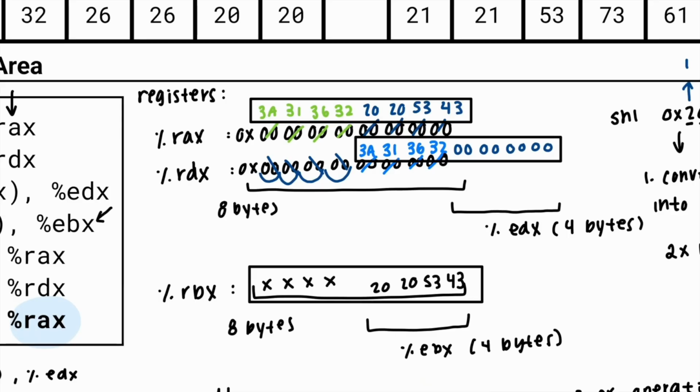So these will be the final values for each of our registers. We have the result of the OR operation for RAX, the result of the shift left, and then RBX. Those first 4 bytes are unknown values, but we do know the value of EBX.